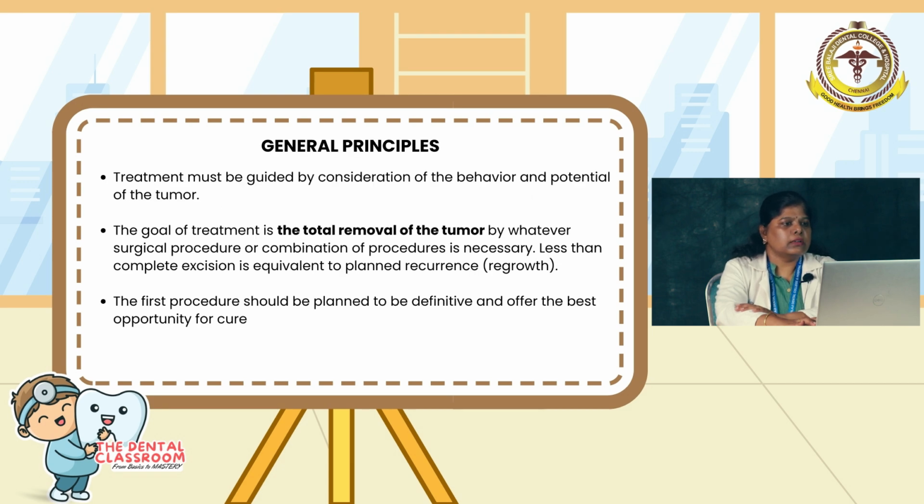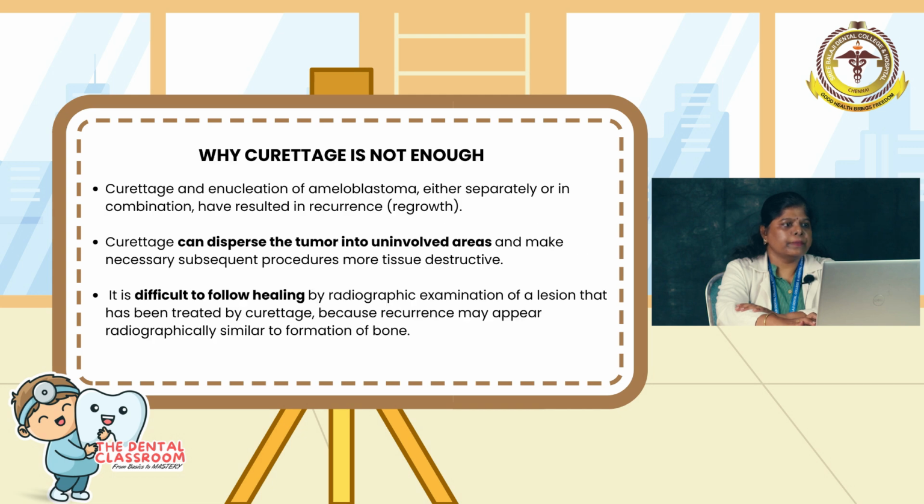So, the general principles are that the treatment must be guided by consideration of the behavior and the potential of the tumor. The goal of the treatment is the total removal of the tumor by whatever surgical procedure or combination of procedures is necessary. Less than complete excision is equivalent to planned recurrence. The first procedure should be planned to be definitive and offer the best opportunity for cure.